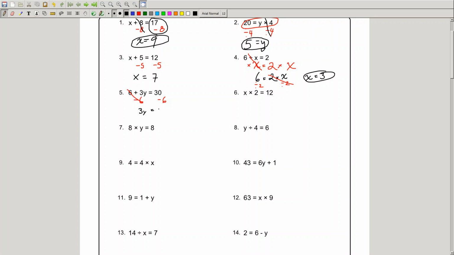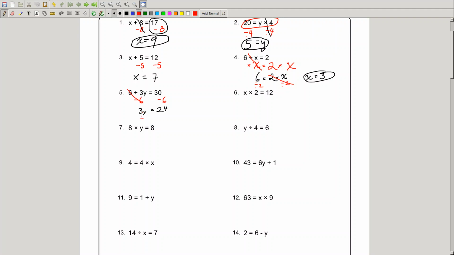3y equals 24. The last step is to do reverse operations to 3y. Now, what is happening between the 3 and the y? If you don't see an operation in the middle, the operation is multiplication. So the operation between 3 and y right now is multiplication. So I'm going to do the reverse. I'll merely divide by 3.